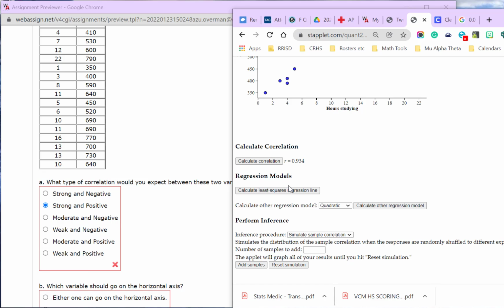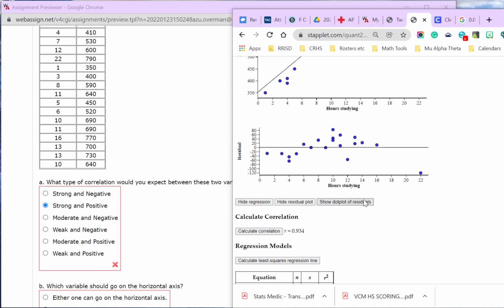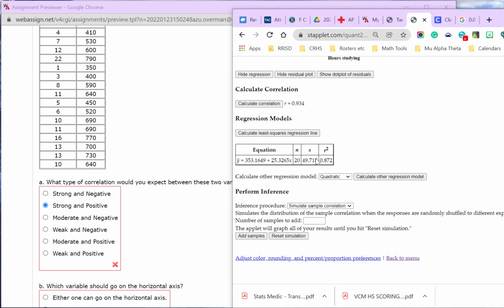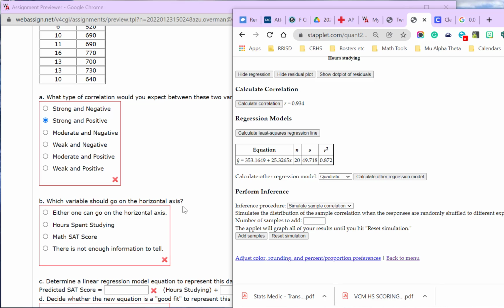Calculate the correlation. Definitely see. Confirms 0.934. There's our regression line. Always good. It hit the dot plot of the residuals. We don't need that. All right, so there are all of our values. By the way, you can actually do other regressions, but that is outside of the scope of this class, so we're not going to be doing that.